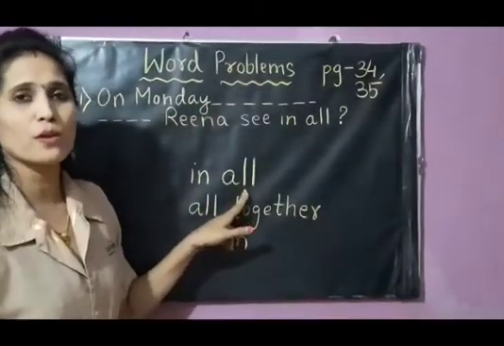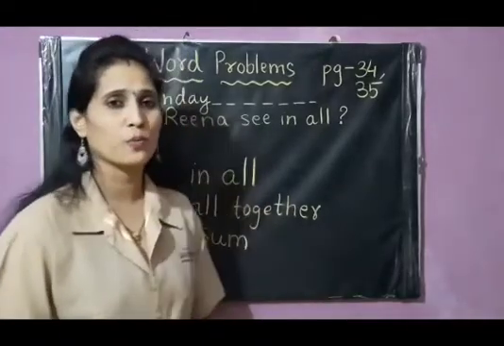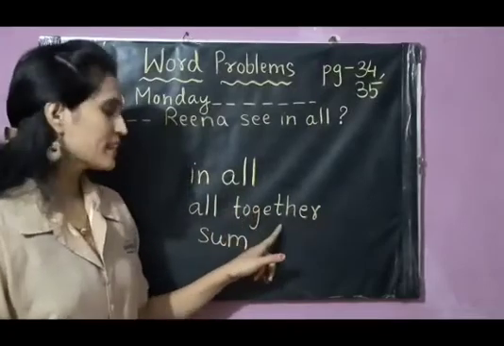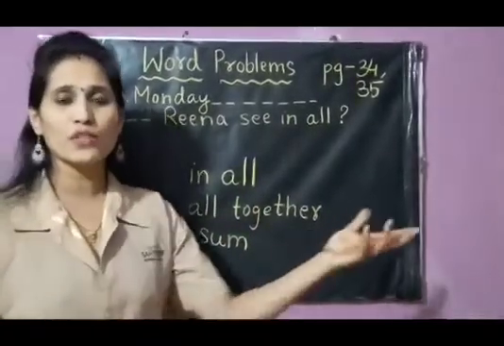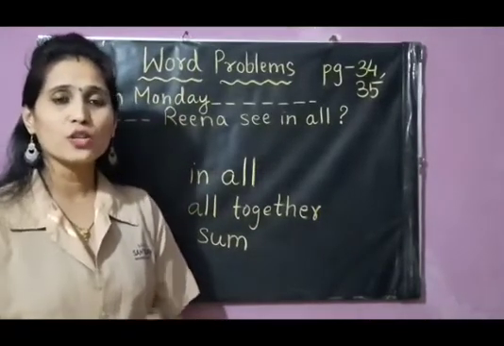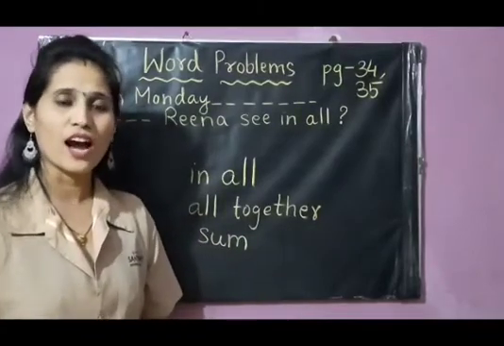Okay, there are a few keywords in the word problems. When you read the word problems, you will get to know. So which are the keywords? In all, together, find the sum of these 2 chocolates, find the addition of this. So these are all the keywords which you are going to remember for word problems. Are you ready, children?